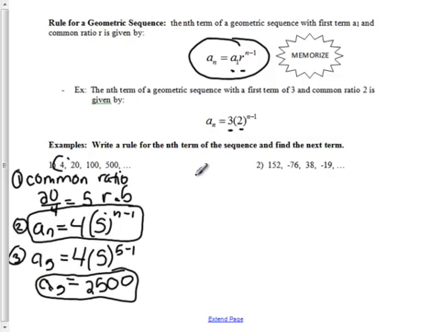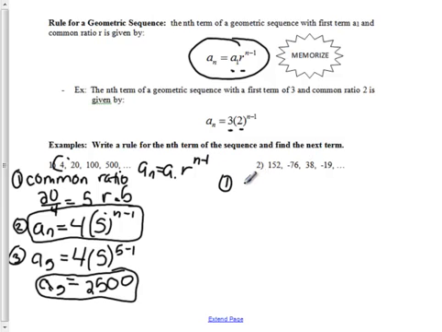Alright, so pause the video, try the next one on your own. Remember, here is the formula: a to the n equals a to the first term times the common ratio to the n minus 1. So, number 1, find the common difference.